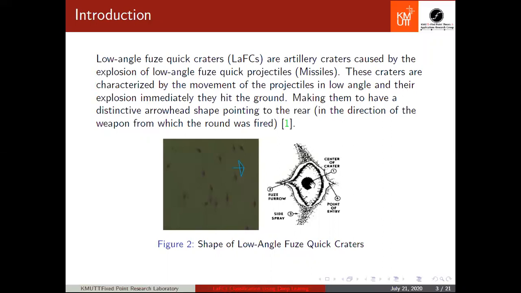So in this figure, this is the shape of the low-angle Fuze-Quick craters we are talking about, and it has four important parts which are very useful in its analysis. These parts are the center of crater, the point of entry, the two side sprays, and the fuse furrow. And in this image, we can see a sample of how these craters appeared in our data set.